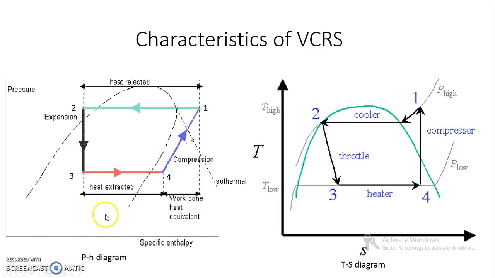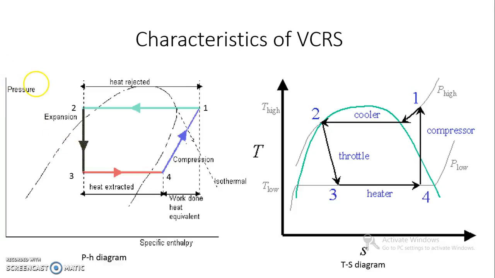The pH diagram represents the pressure enthalpy diagram, and the TS diagram represents the temperature entropy diagram. As you can see, the compression is actually isentropic. That means the compressor does a reversible adiabatic work on traveling from point 4 to 1. After the compression, the heat is rejected to the condenser. That is shown here as a constant pressure process, that is an isobaric process. After the isobaric process, it is passed through the expansion valve, which is an isenthalpic process.